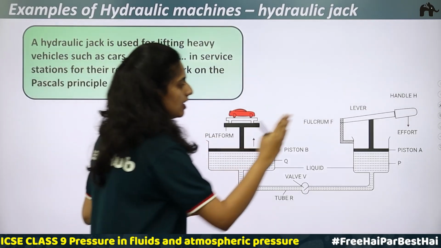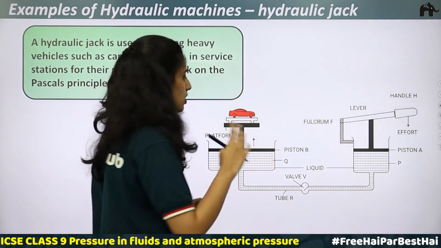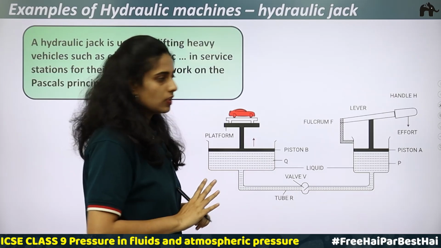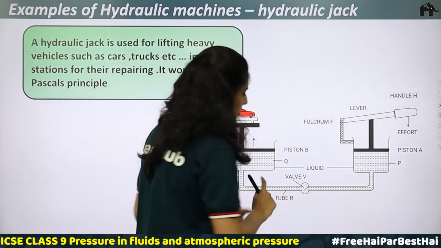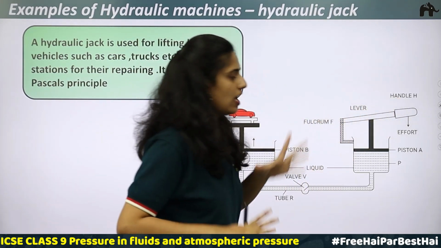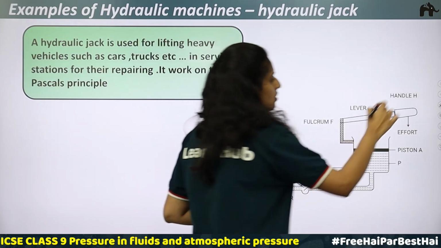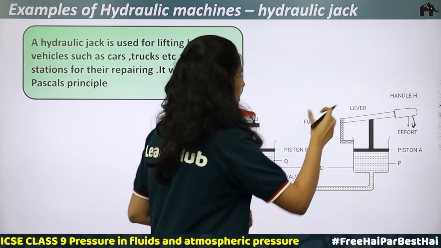I'll be discussing it. Here you have a cylinder P, similar to the one we had in the hydraulic press. Cylinder Q, piston A, piston B. Then you have a valve, so here we have a valve V. You have a handle, then you have a lever. Now when the handle is lowered, we'll be discussing the working.